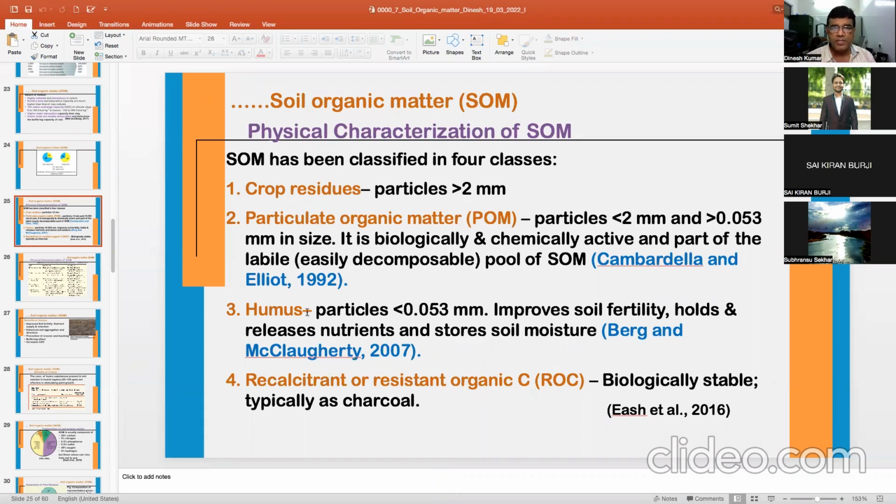And then number 3 is humus. Particle size is less than 0.053 and it is good for soil fertility. It holds and releases nutrients and it stores soil moisture. So humus has a variety of roles. And there is a fourth fraction, that is recalcitrant or resistant organic carbon, ROC. This is biologically inactive or stable. For example, charcoal, or biochar. Such forms are recalcitrant, means kind of permanent forms. They will not be attacked by microbes, they will be there in soil for a very, very long time.